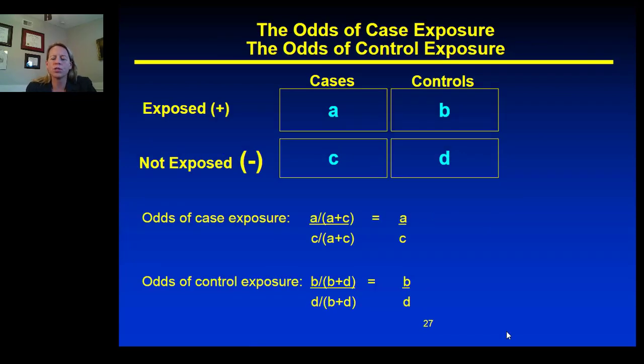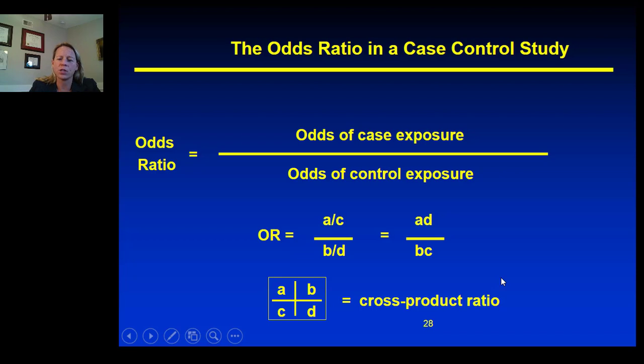So we then would use those proportions of exposure to calculate the odds of case exposure and the odds of control exposure respectively. And with some basic algebra, we can take the ratio of those proportions of exposure and not exposure in our cases and get a ratio of A over C. And similarly, we can calculate the ratio of the exposed to the non-exposed in our controls, and we get a ratio of B over D. We can then use those two values to calculate the odds ratio, which again is the odds of case exposure divided by the odds of control exposure, which simply put is the cross product of our 2x2 table, A times D divided by B times C.